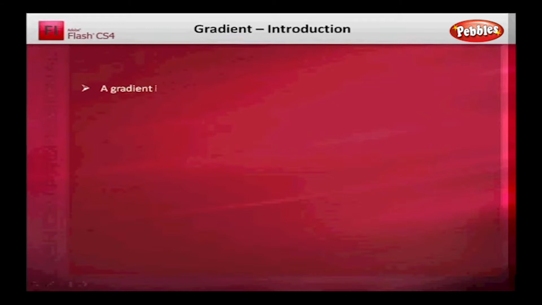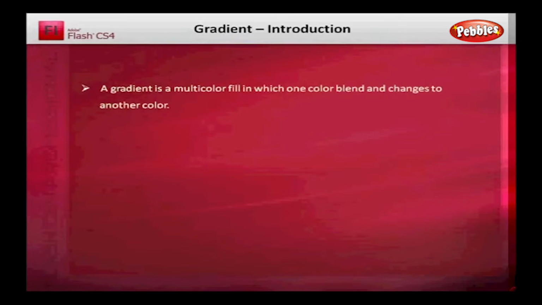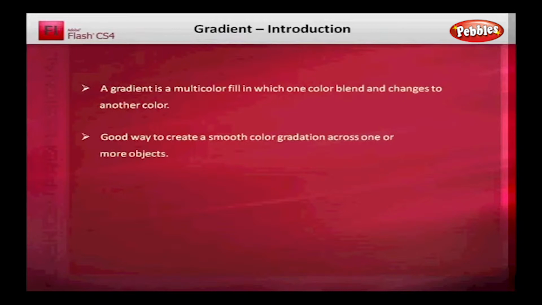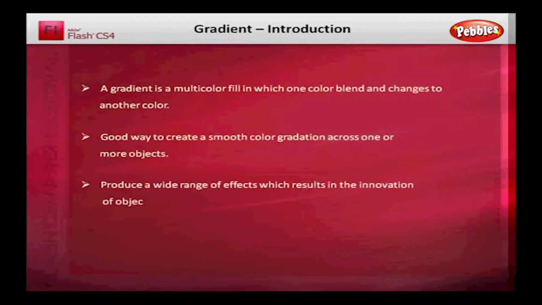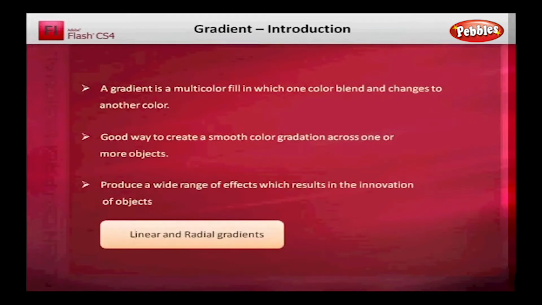A gradient is a multicolor fill in which one color blends and changes to another color. Using gradient is a good way to create a smooth color gradation across one or more objects. In Flash, we can either use one of the default gradients or we can create our own gradients and add them to the Swatches panel. In general, we can use gradients to produce a wide range of effects, which result in the innovation of objects. In Flash, we have two types of gradients, and they are linear and radial gradients.